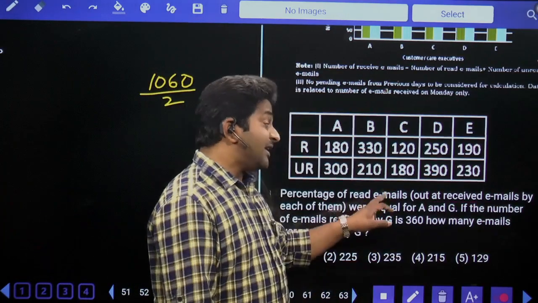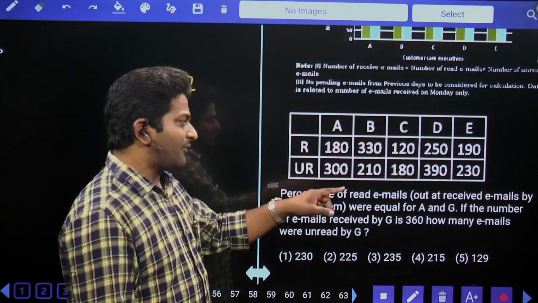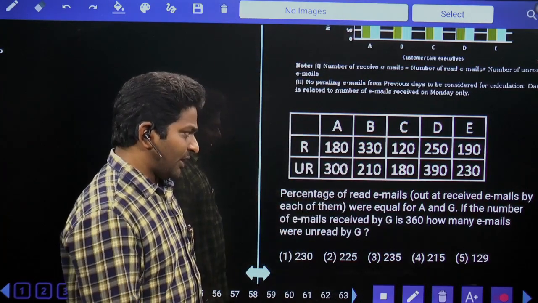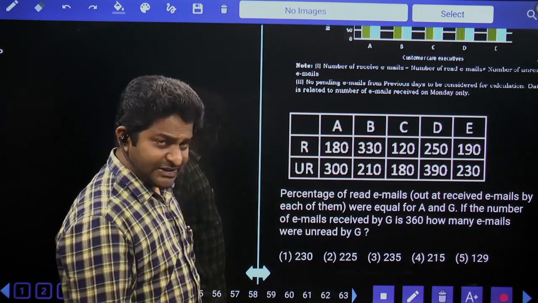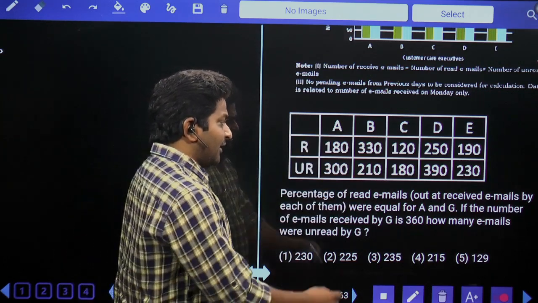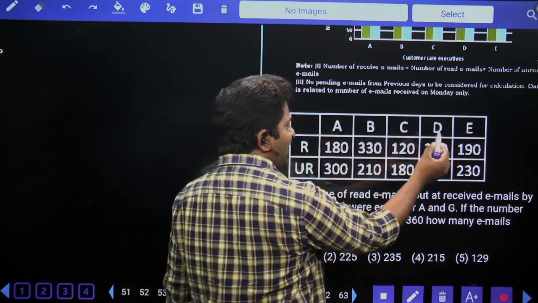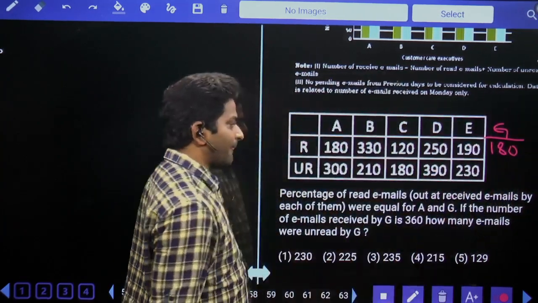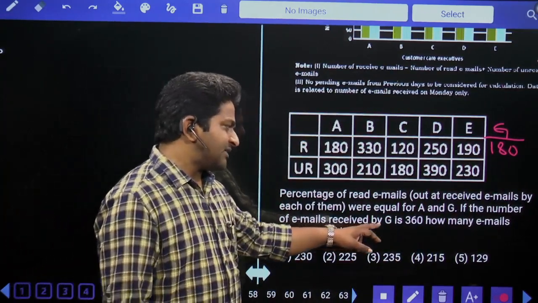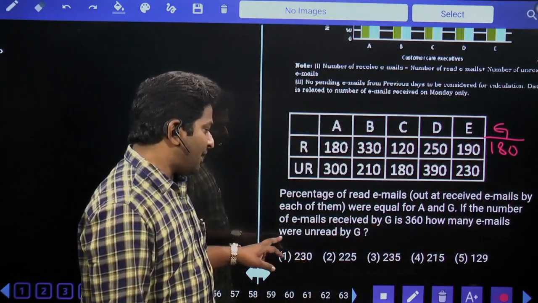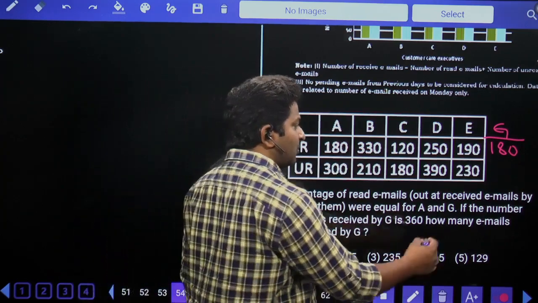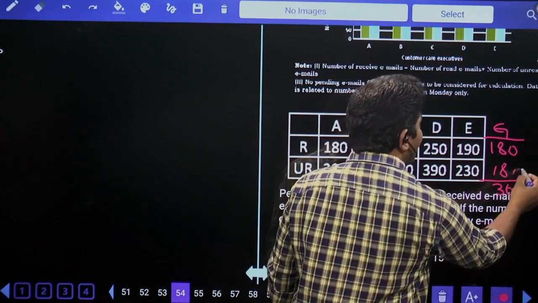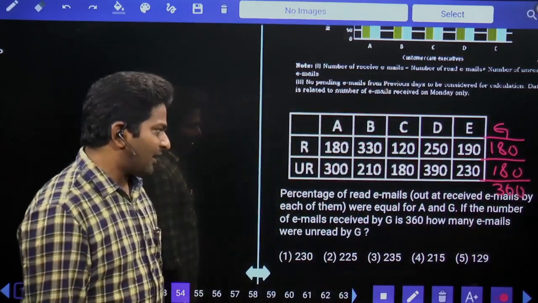Percentage of read emails out of received emails by each of them were equal for A and G. Read emails for A it is 180 and for G also it is 180. If the number of emails received by G is 360, how many emails were unread? So total are 360. Already 180 we have. Then unread are 180.